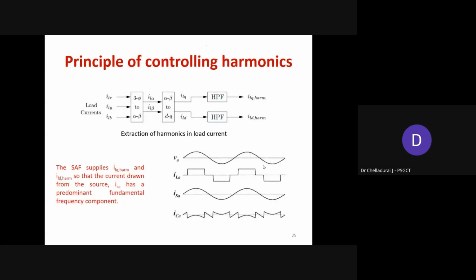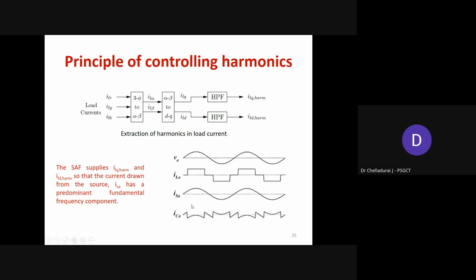So another very important control of this particular VSI topology: the same VSI topology can be used to inject only the required amount of harmonics. So in this particular diagram, there are four different waveforms indicated. One is the VA sine wave. Then with respect to this, the load current assumed is a purely quasi-square wave.